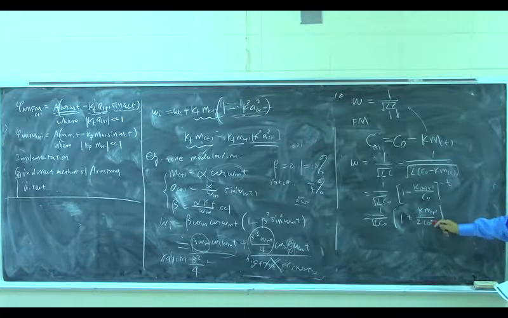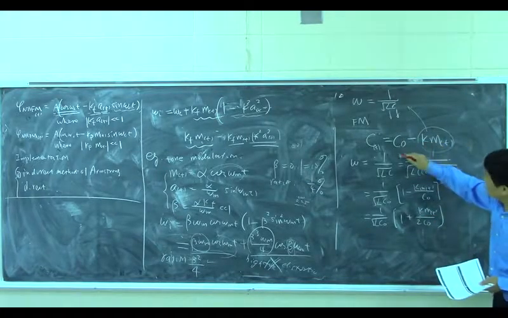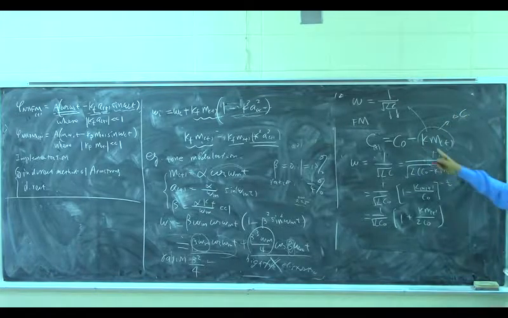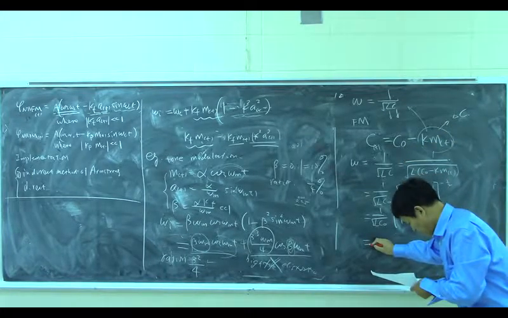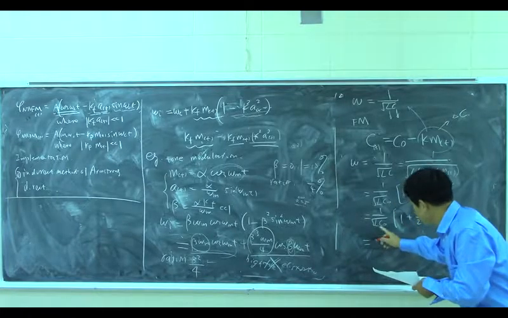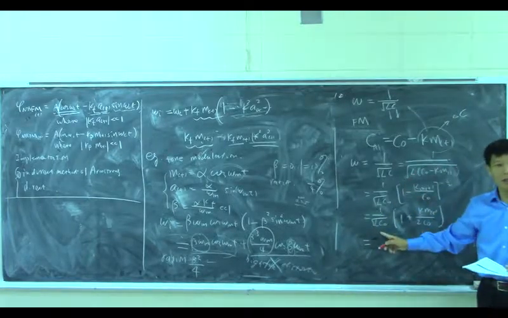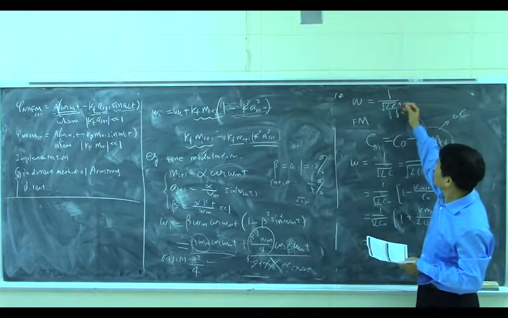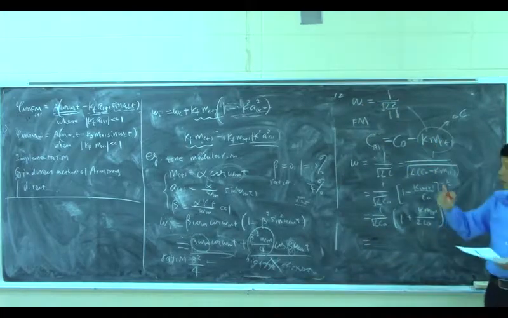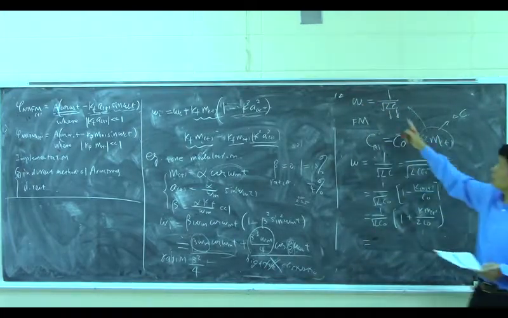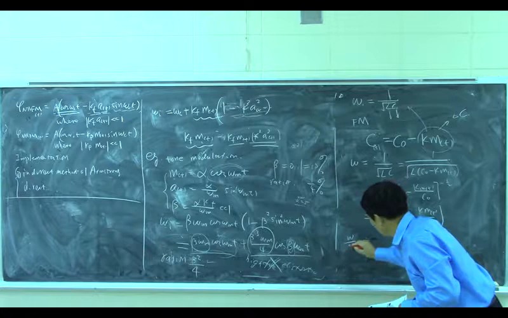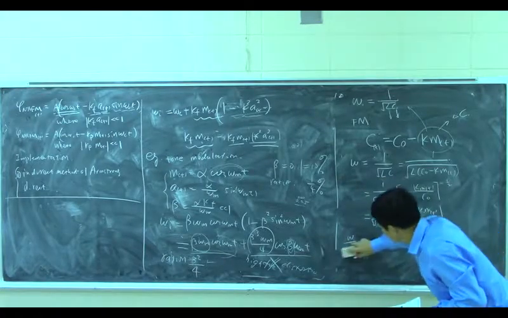And KMT over C0, we call this one delta C, the change of the capacitance. So KMT, we call this one delta C. And what is this? This is the original oscillating frequency. Omega equals this one, so this is C here, and this one will have 0 here. That means if the m(t) does not exist, this oscillating frequency equals this one. So we move this one to here, so we have omega minus omega 0.